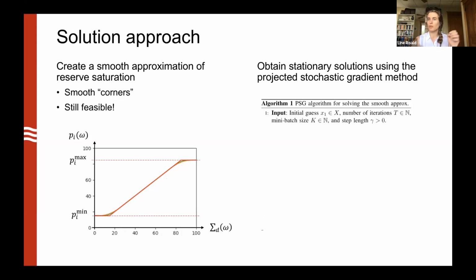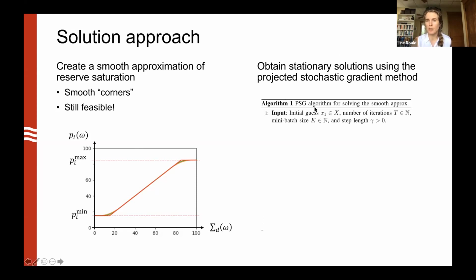It's also important to notice that this smoothness is in order to make sure that we are able to take gradients of this function everywhere. We can have a very small amount of smoothing. In fact, the smoothing that we're using is this red curve, so you're not even really seeing that it's getting smoothed here. Okay, so that's a smooth approximation. The second part is that we're going to find a stationary solution using a projected stochastic gradient method.